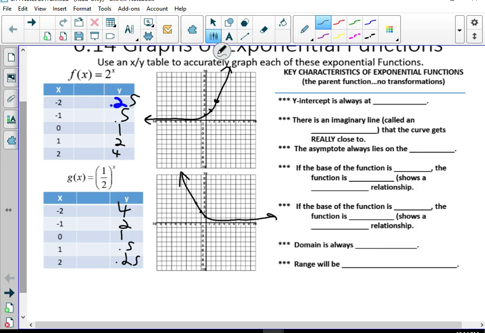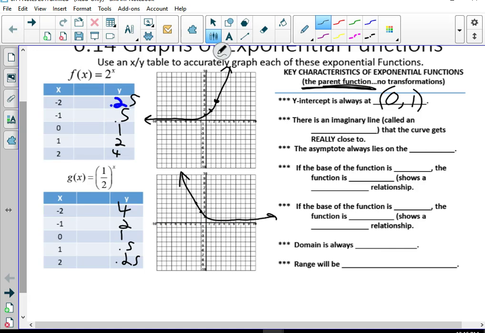Now, careful, pay attention. These notes are going to apply only to the parent function. Only the parent function. The y-intercept is always going to be 0, 1. Notice for both of these, you've got 0, 1. Because anything to the 0 power will be 1. So as long as we're not adding or subtracting anything from that function, transforming it, it's always going to go through 0, 1.